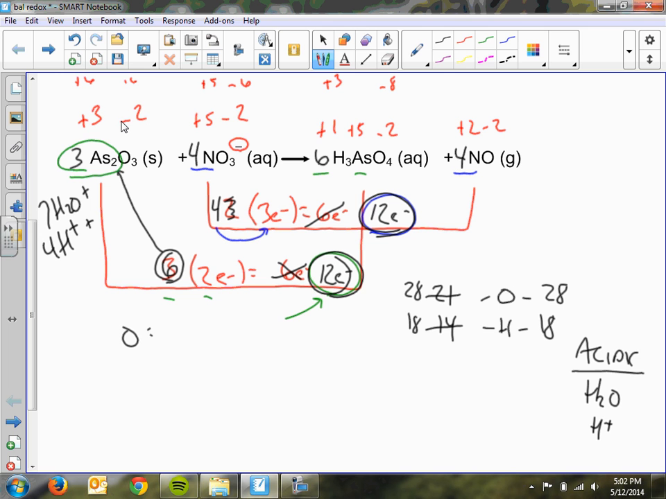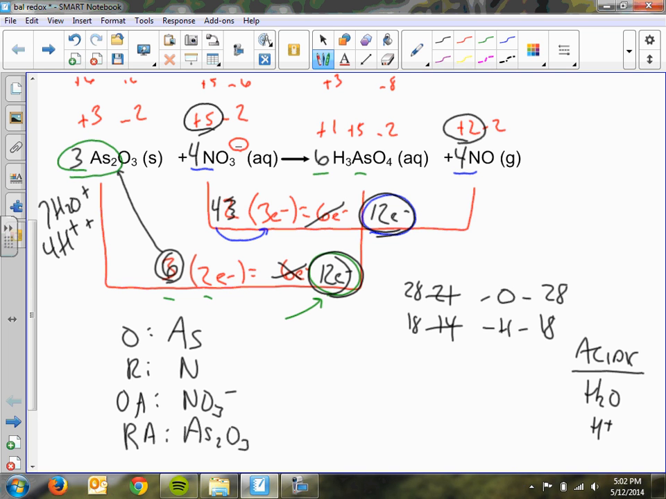I'm going to finish by writing what was oxidized. The element that was oxidized in this case is As, because it went from 3 up to 5. It must have lost 2 electrons. The element reduced was the nitrogen. It went from 5 down to 2, which means it gained 3 electrons. The oxidizing agent is the reactant that contains the element that was reduced. So my oxidizing agent will be the NO3 minus, and the reducing agent will be the As2O3. And that is balancing an oxidation reduction reaction.